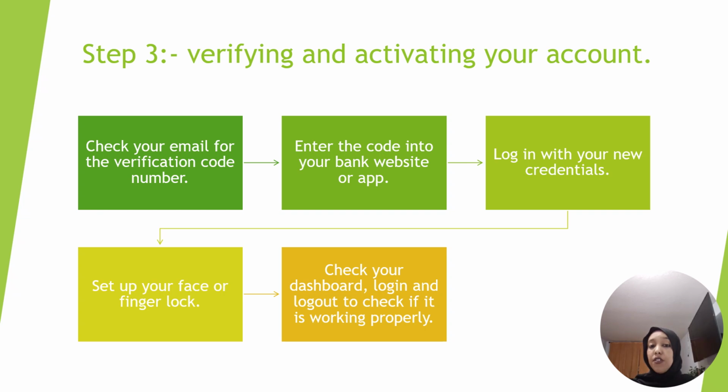And then step three, verification and activating your account. Check your email for a verification code. They're going to send you an email with a verification code. It's like a 6 digit number, maybe sometimes four, and then you enter that 6 digit code into your account. Sometimes you might not get that email verification code, and then please always check your junk or spam, and then log in with your new credentials.